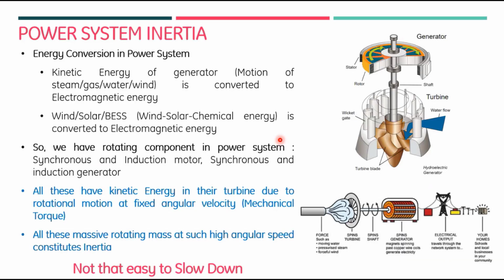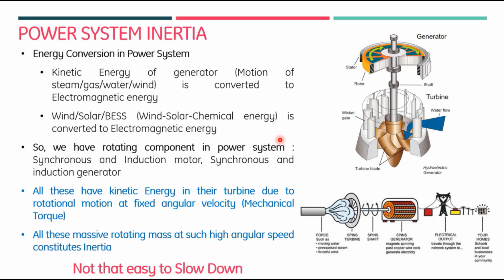Then let us come back to the power system inertia. So we know that in the power system we have multiple kinds of energy conversion going on. First is the kinetic energy conversion of the generator, that is the motion of a steam, gas, or wind turbine that we see, and it is converted to electromagnetic energy. And there is another side of it, that we have the IBR-based inverter resources also.